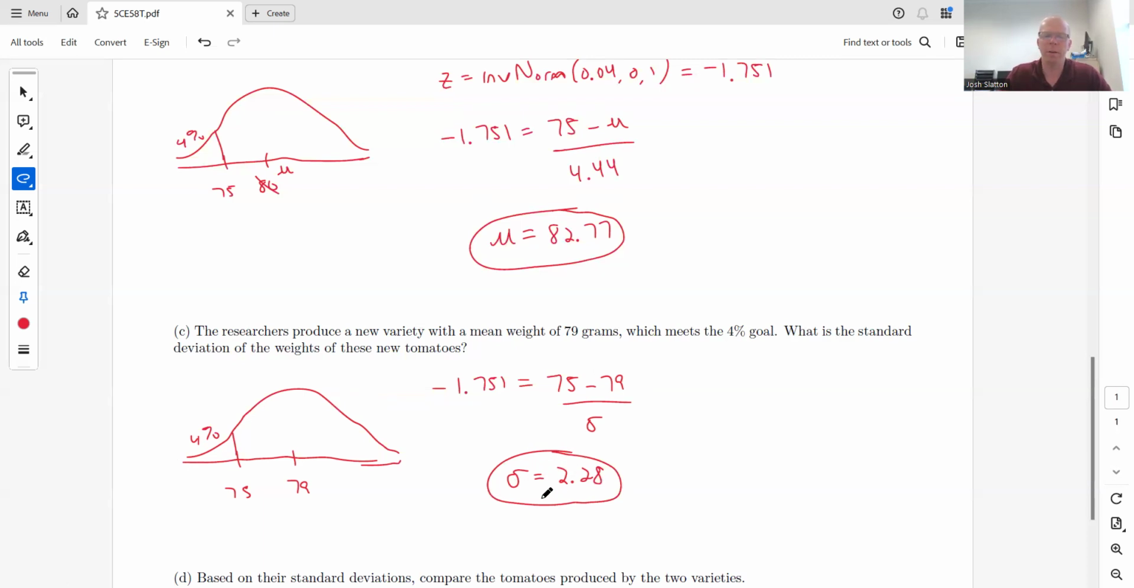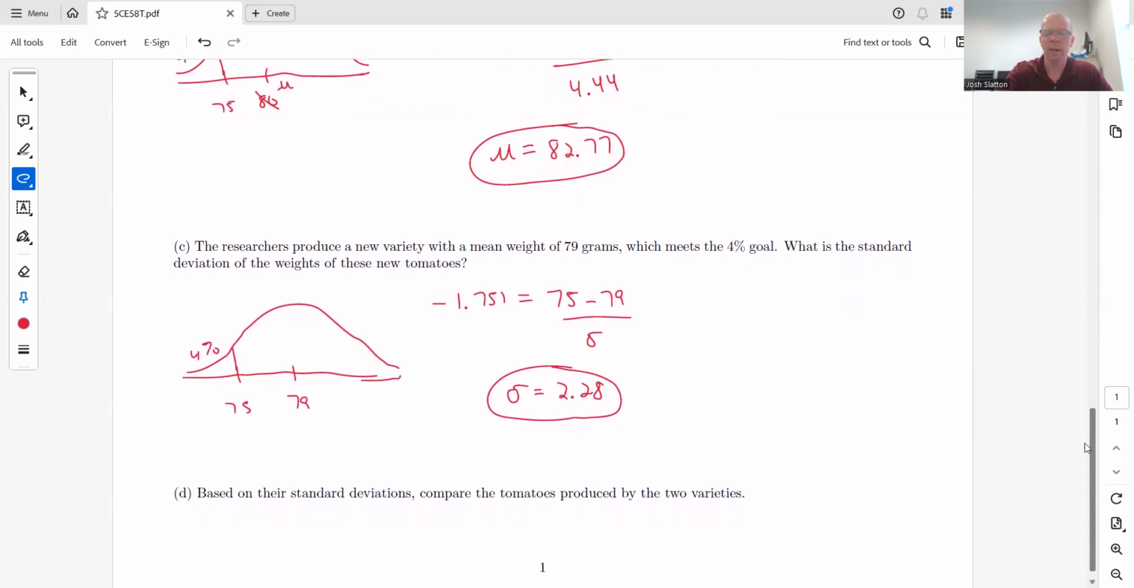All of this is based on it being a normal curve, and we can mess with the mean, mess with the standard deviation, and see where we need to put those so that 4%, or whatever percent we want, are below 75 in this case.